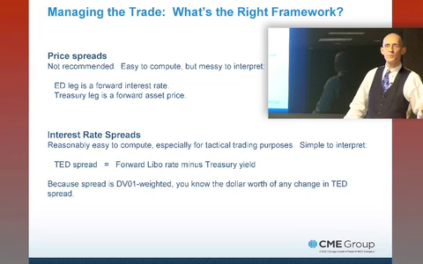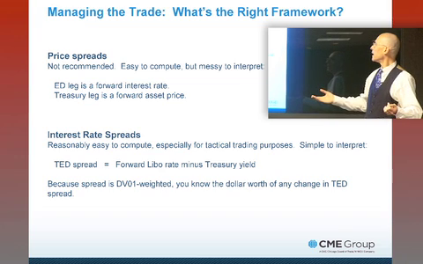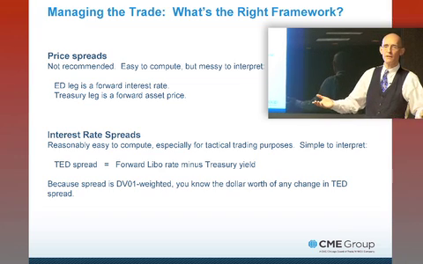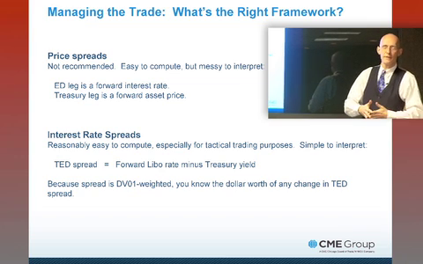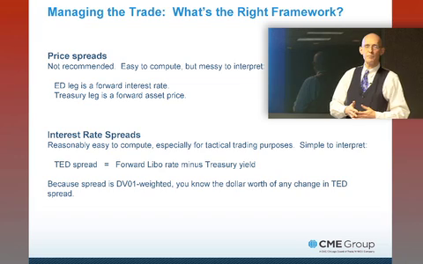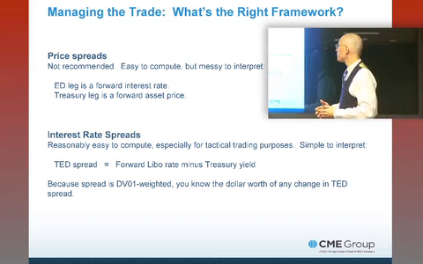A Eurodollar futures price is really nothing but a forward money market interest rate, and a Treasury futures price is a forward asset price. And this is oil and water. These things really don't mix. To put this more precisely, you can compute that spread, but how you interpret it is going to be a world of difficulty and quite possibly a world of pain for you.